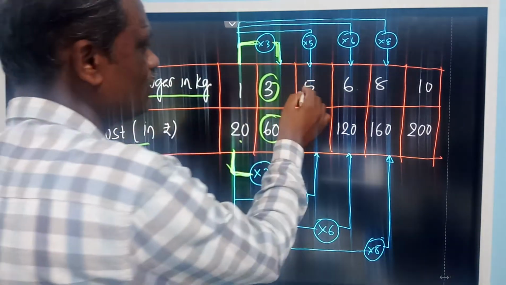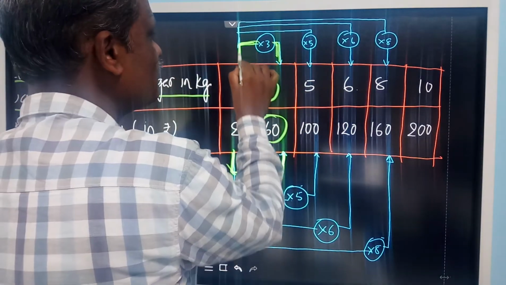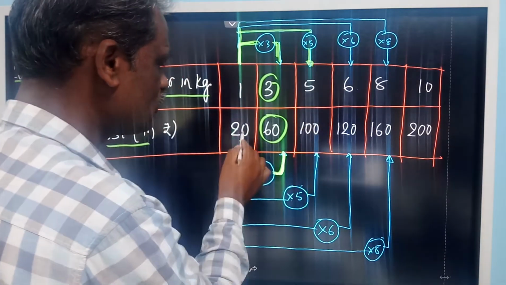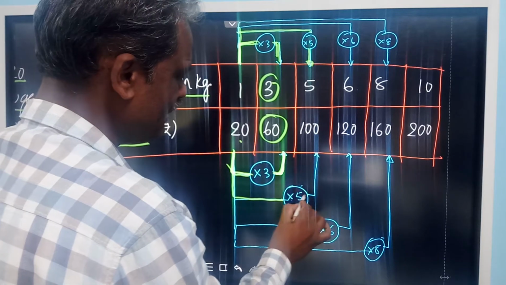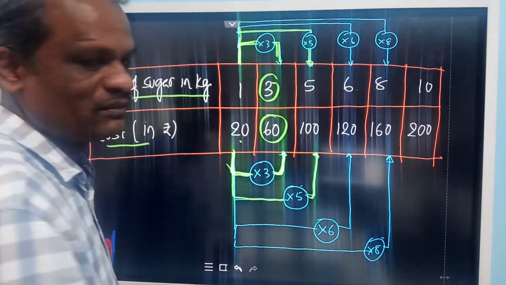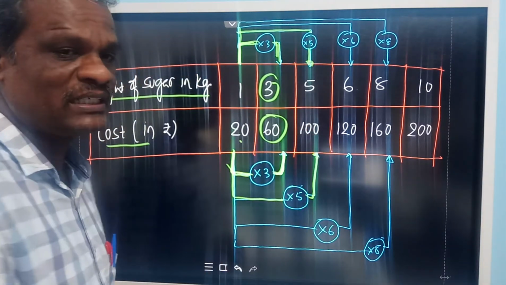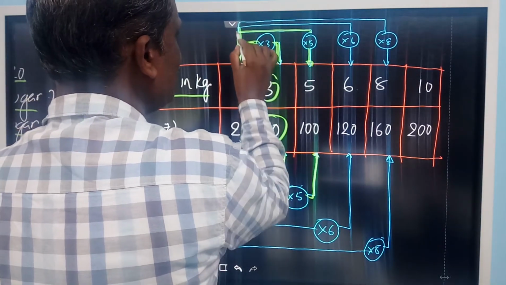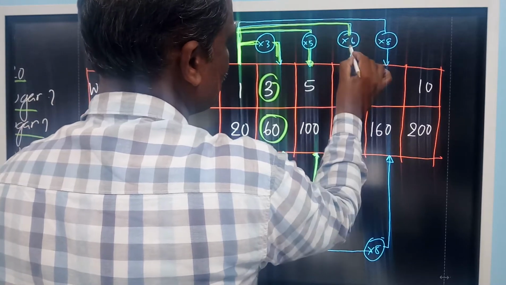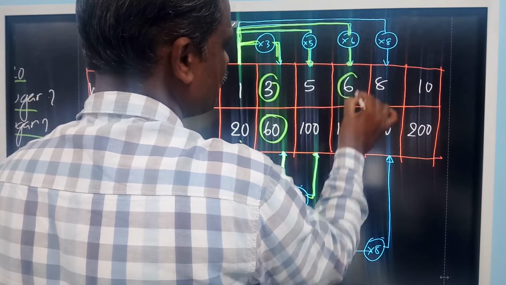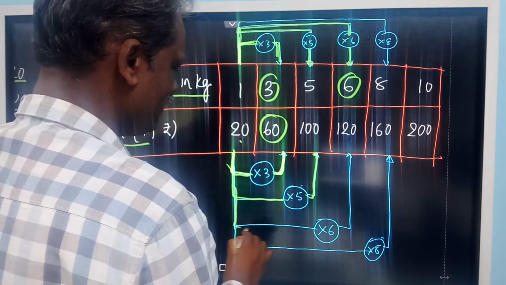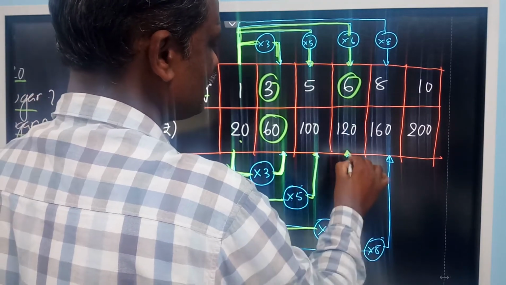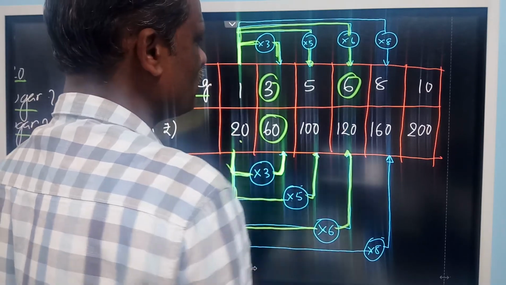Now again, to get 5 kg, see, 1 is multiplied by 5. The same thing you do to the cost, 20 should be multiplied by 5. Then you are getting 100 rupees. For 5 kg it is 100 rupees. Same way, you multiply the 1 kg by 6, then you are getting 6 kg. Then you multiply this one by 6, you are getting 6 into 20, 120 only.